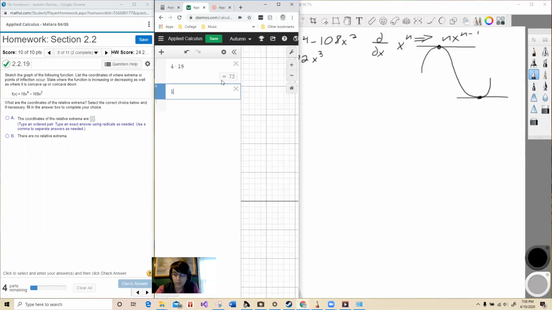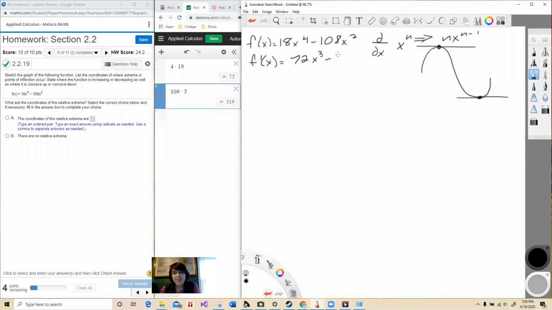And real quick, I'm going to do 108 times 2, 216. You can do this in your head, but I like to use a calculator to double check, make sure you got your arithmetic right. Again, that 2, you subtract 1, you get 216x. So this is our derivative. So we can find the slope at any point, but what we really want to know is the slope at these points where it's going to equal 0. So we're going to go ahead and set that value equal to 0.